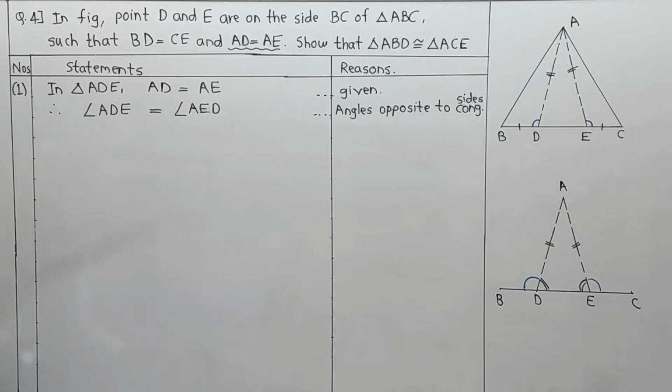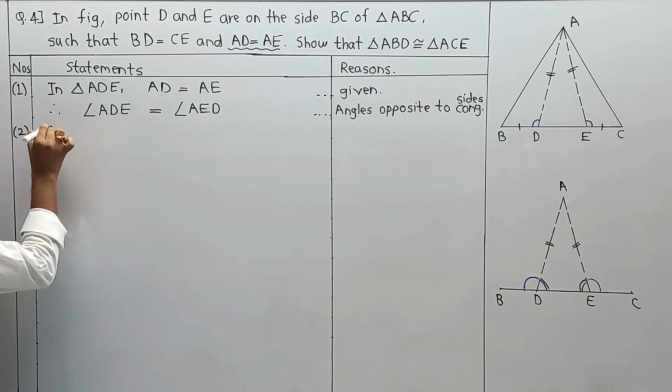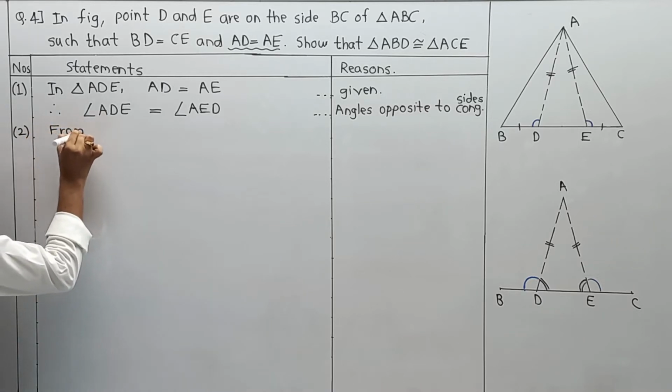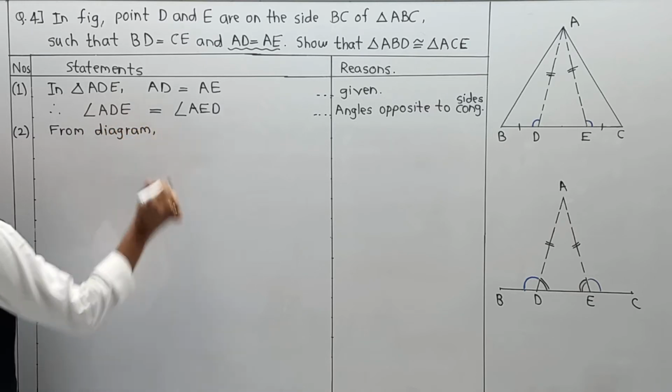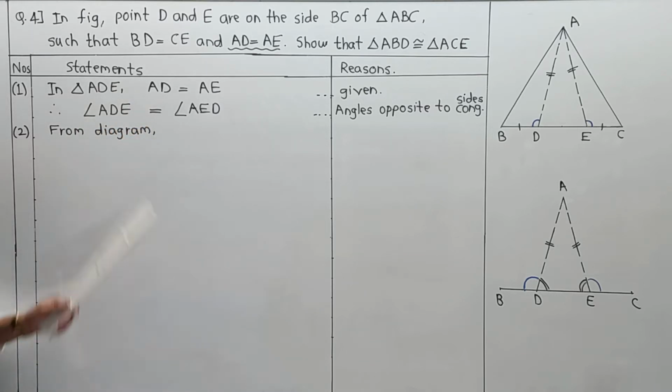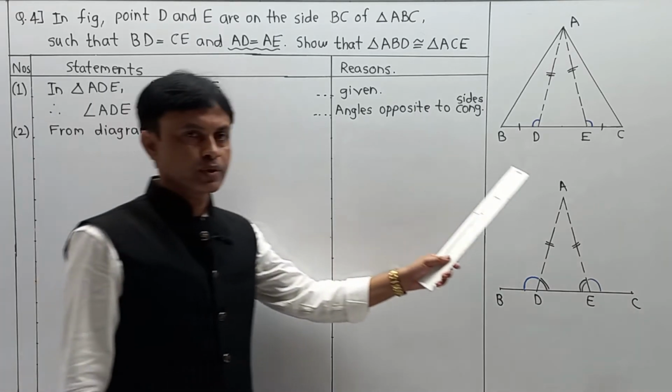Now moving to the next part, the second part. As these two angles over here are congruent, we are going to write about the linear pair. So second group, from diagram, we have explanation of linear pair. What I am going to explain, pay attention over here.